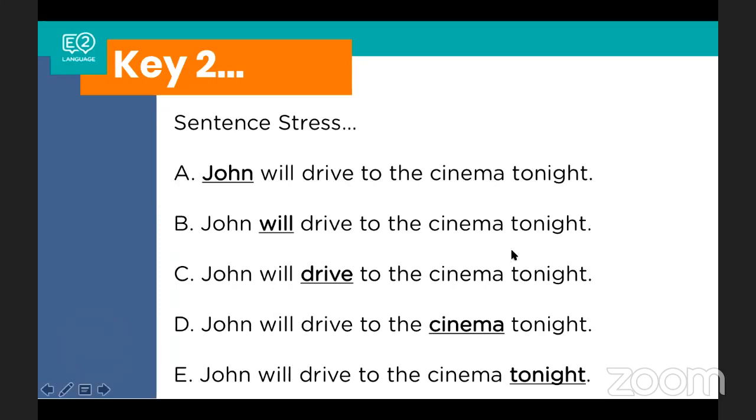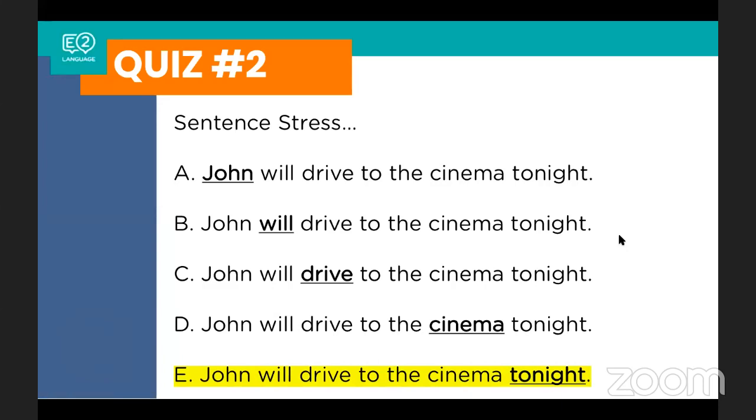Okay. Now, what I'm going to do is I'm going to give you a quiz. I'm going to emphasize one of these. Please tell me if it's A, B, C, D, or E. Ready? John will drive to the cinema tonight. Which one did I just emphasize? Which one did you hear? Good. Everybody got that? That's pretty straightforward. I emphasized tonight slightly, very, very slightly, but it's enough to shift the meaning of the sentence, right?